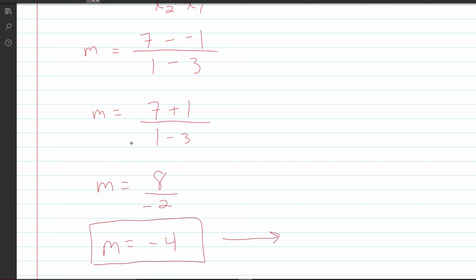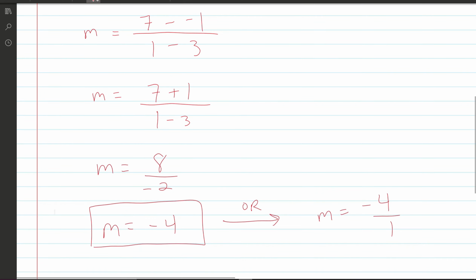If we want to just keep it as a fraction, some instructors may want you to do this, so you'll just keep it as negative 4 over 1. This will be the fraction form of it. You also may need it in fraction form later if you're going to graph a line with some other pieces added in.